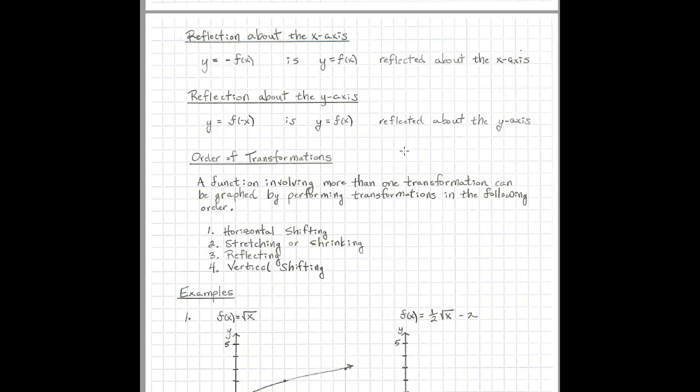When you're looking to go through an order of transformation, you're trying to figure out how to transform a function with different steps when it's doing a bunch of different things. Think of it in this order. Think of doing any horizontal shifting first, then think of doing any stretching or shrinking, whether that's vertical or horizontal. Then think about doing reflecting, and then think about doing vertical shifting, okay?